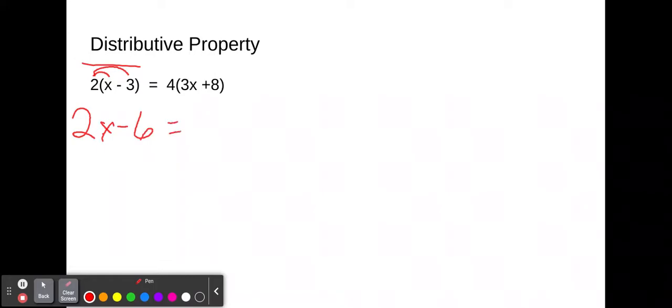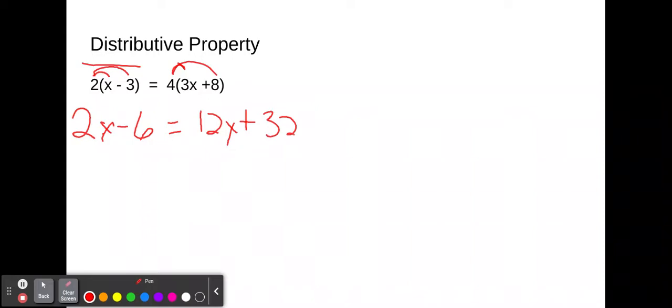And in this example, we have a distributive property on both sides of our equation. Sometimes you will have that, or sometimes you may only have it on one side. So now we're going to distribute our 4. So 4 times 3x is 12x. And then the 4 times the 8 is 32. Notice that on the left side, the subtraction sign stayed there. On the right side, the addition sign stayed there.